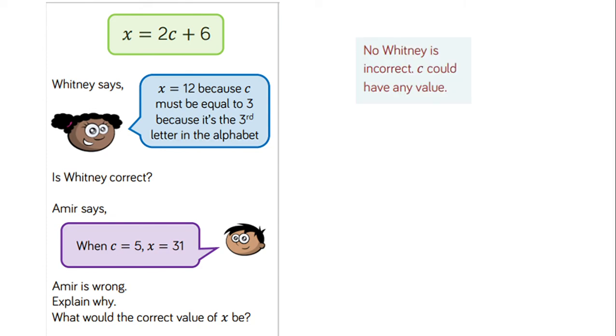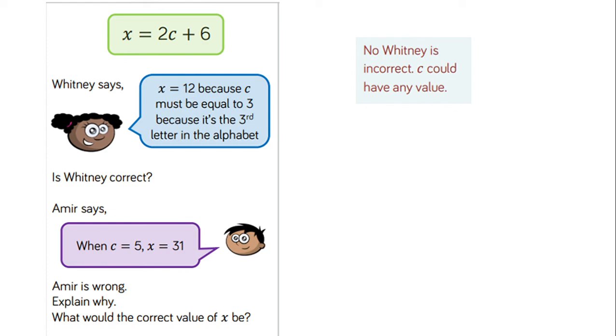All right, what about Amir? Amir says when C equals 5 in that expression, then X must equal 31. Amir is wrong. Okay, but can you explain why he's wrong? He's made a mistake there. Can you work out what the mistake is? And then also, could you work out what the correct value of X would be? Okay, pause the video and work that out for me, please.